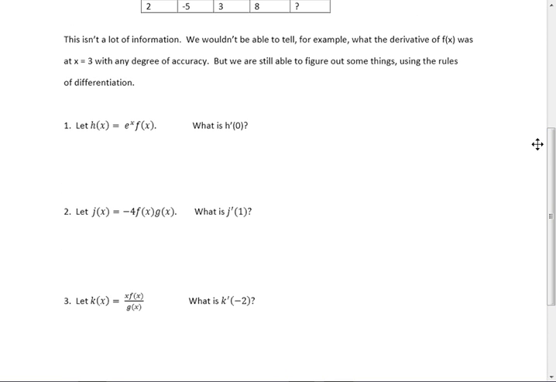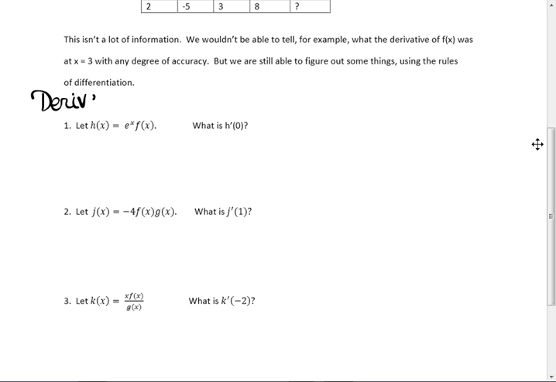Now, you never, ever, ever put that 0 in before you take the derivative. Okay? You guys got that? Some of you want to put it in right away. And if you do, then I have e to the 0 times f of 0. That's a constant. What's the derivative of a constant? 0. So that doesn't do you any good. So you have to do the derivative first.